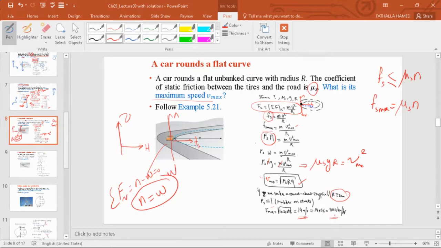Imagine if there is rain and you have oil and things like that, the static friction is going to be very less, and you really have to be cautious and careful when you go in roundabouts.